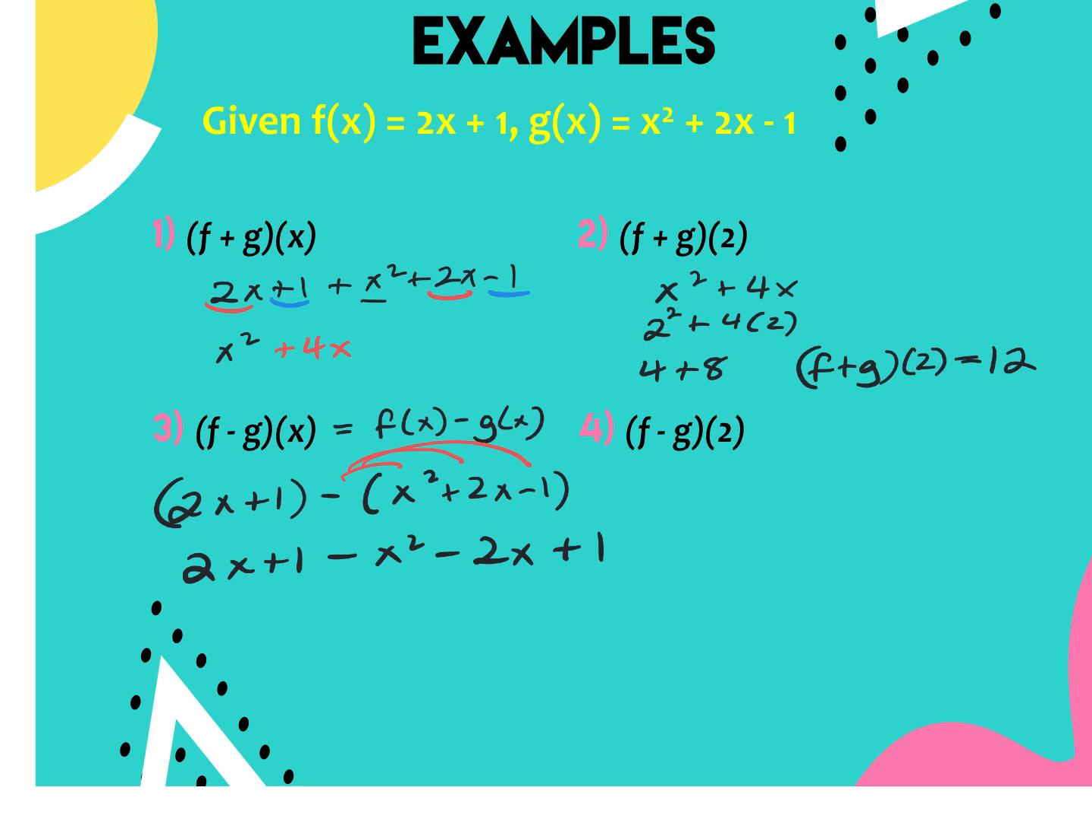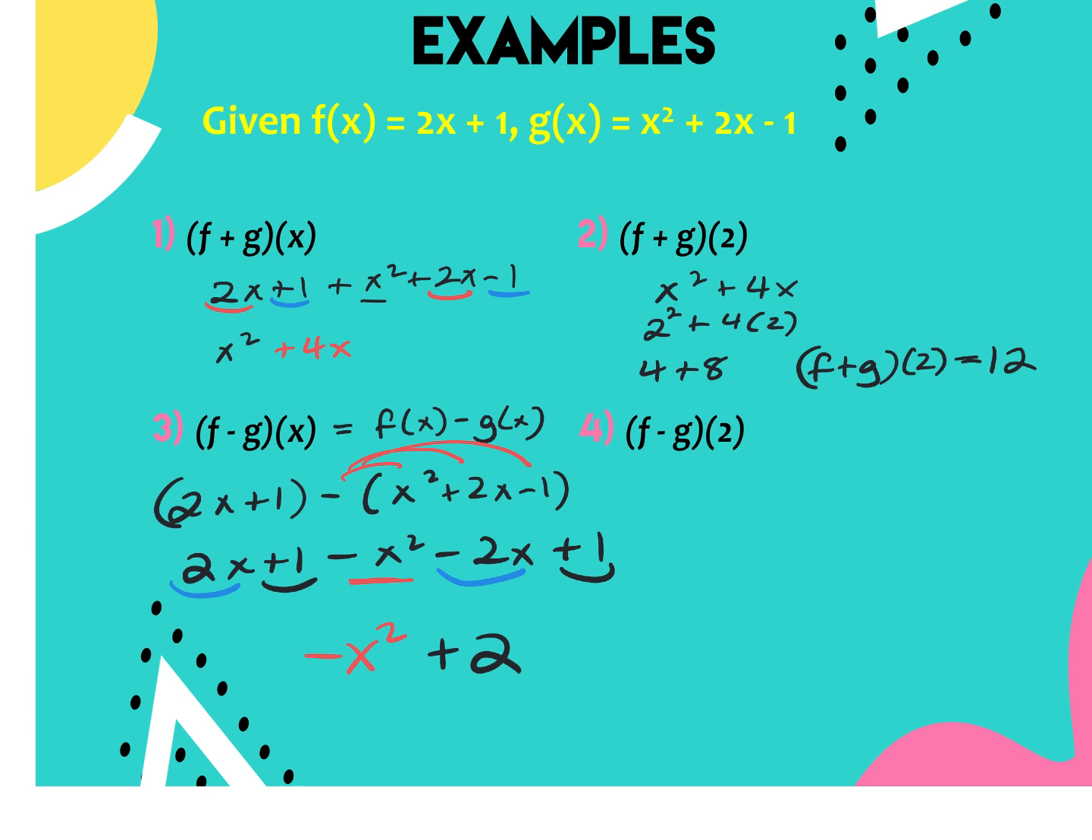Now I can go back and combine my like terms. I don't have anything to combine with the x squared. I have a 2x minus 2x, and that's gone. And then I have 1 plus 1, and I get 2. So that's my final combined subtracted functions.